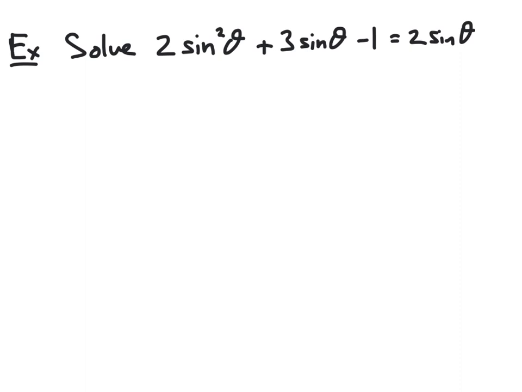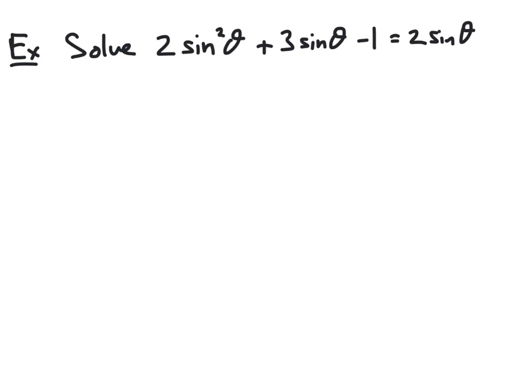In this video, we're going to take a look at some trig equations which are quadratic in form. This means that these equations will look a lot like quadratic equations, except instead of a variable, there'll be a trig function which serves that purpose. An example of such an equation is this one here, where we want to solve the equation 2 sine squared of theta plus 3 sine theta minus 1 equals 2 sine theta.